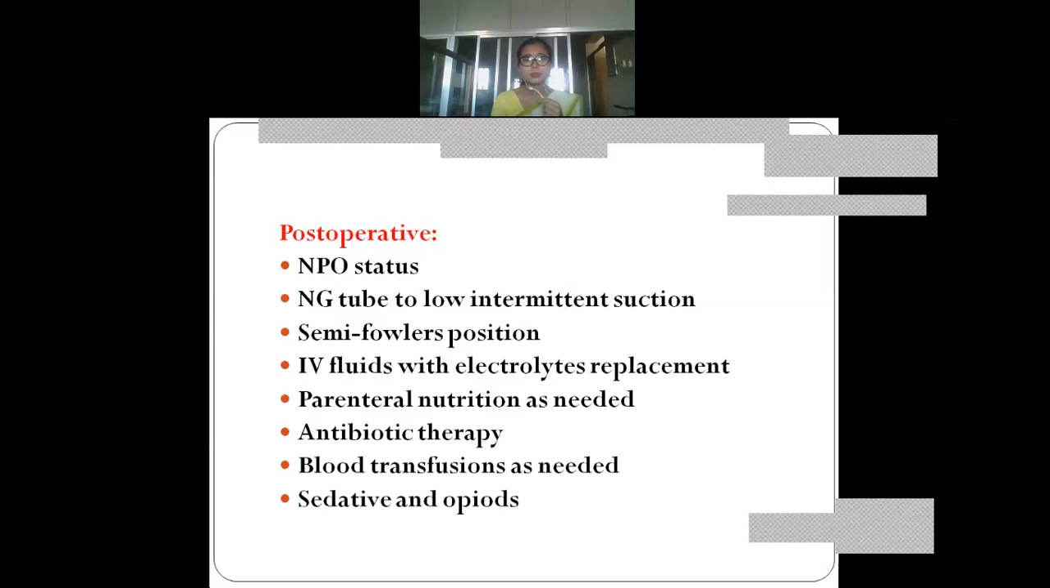And antibiotic therapy should be continued, and blood transfusion as needed, because during the surgery blood may be lost. So in that case, if the hemoglobin is low, then blood transfusion can also be given. And sedatives and opiates, these are to reduce the pain and anxiety of the patient.